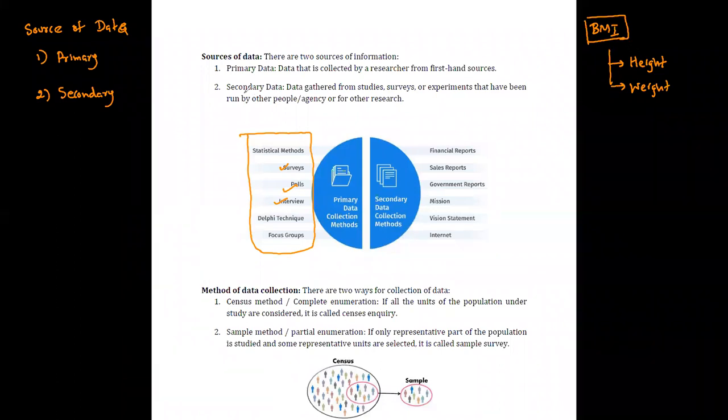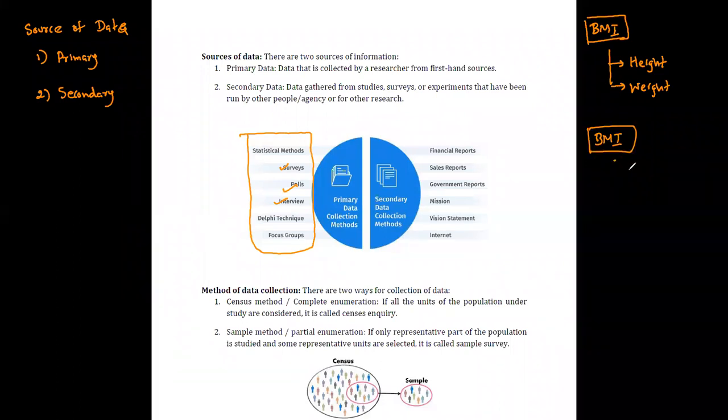And secondary data means the data gathered from studies, surveys or experiments which have been run by other people or agencies for any other research or any other purposes. Suppose that we can obtain such data using financial reports, sales reports, government reports, mission details and mission statements, or using the internet as well. But simply, if I use the same example, suppose that you need to take the BMI, then what you can do is collect.